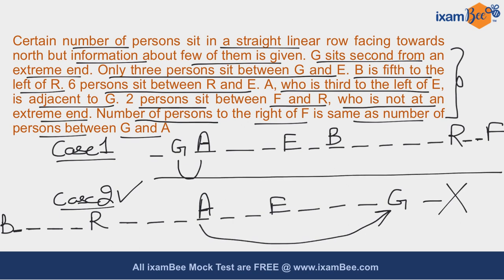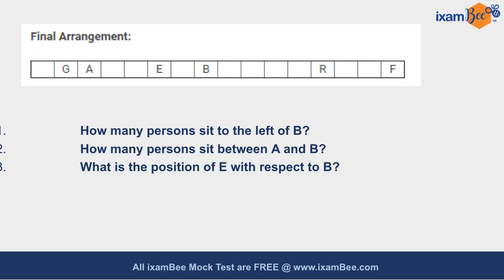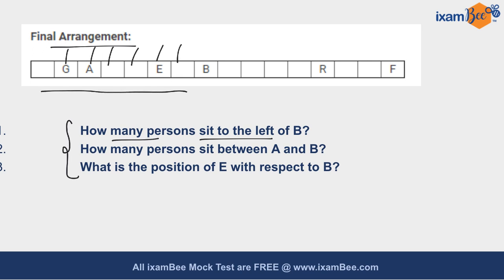On the basis of this arrangement, you have to answer some questions. Let us discuss those questions. Now, this is your final arrangement. Your first question says, how many persons sit to the left of B? So you can count the number of persons to the left of B. Clearly, there are 7 slots over here. So the answer for this particular question is 7.